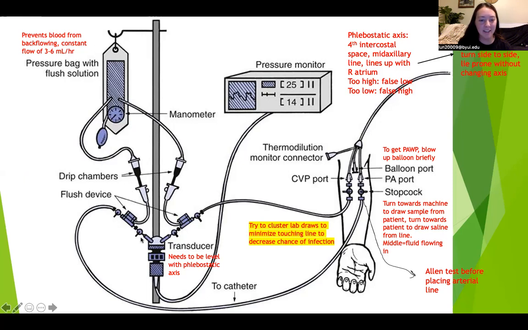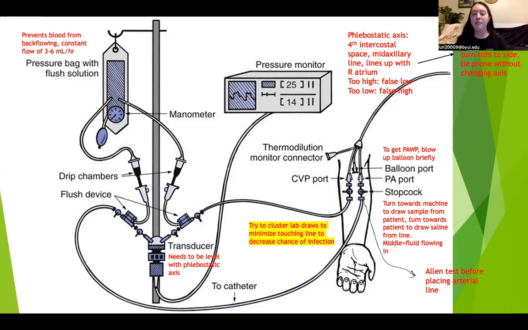And then right here is the transducer, which is probably the most important part. This needs to be level with the phlebostatic axis. To understand what the phlebostatic axis is, we can come over to the patient. The phlebostatic axis is the fourth intercostal space, counting down, mid-axillary, so where your armpit is, midline, and it lines up with the right atrium.